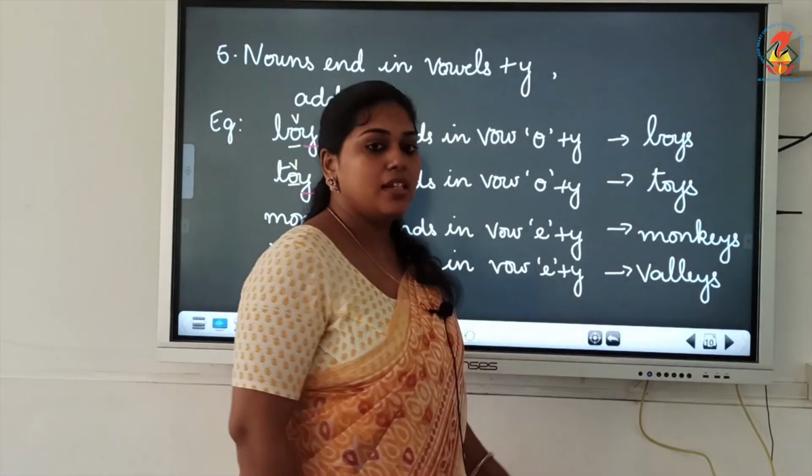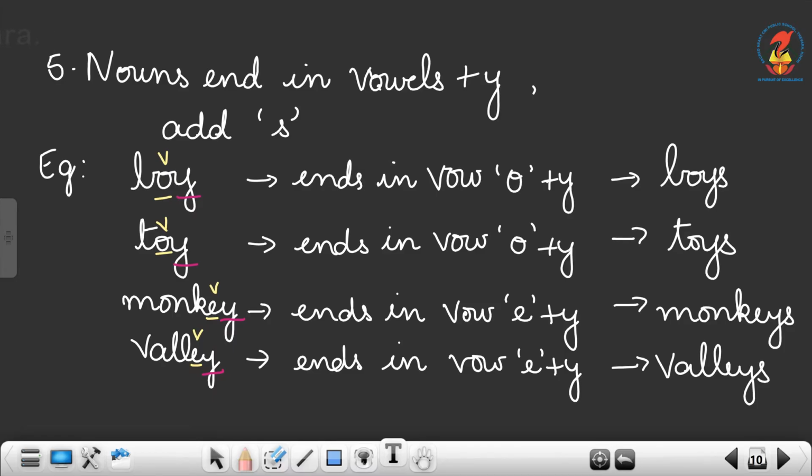Now let's look at the other rule. We have a consonant rule, so let's have a vowel rule also. Okay. So here, if the nouns end in vowels plus Y, which all are vowels, children? Yes, A, E, I, O, U, right? These are the vowels. So if the word ends with a vowel and Y, then we have to just add S to the word. Okay.